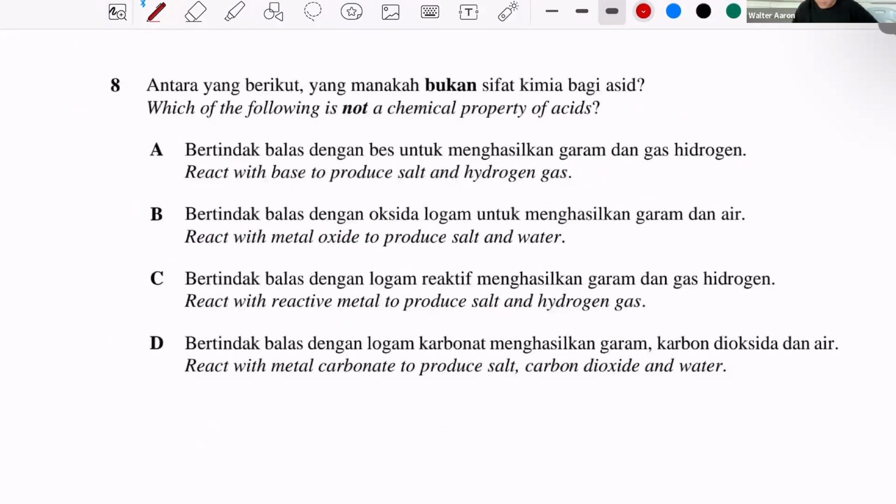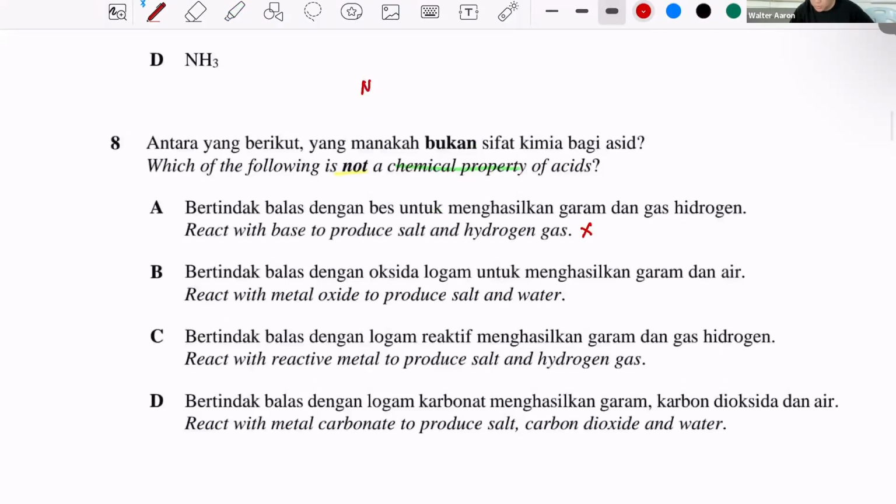Which of the following is not a chemical property of acid? Chemical properties refer to the type of chemical reactions that it can carry out. Okay, chemical properties usually means chemical reaction. So let's look at A. React with base to produce salt and hydrogen gas. This is actually salt and water actually. So this is actually wrong. So usually we say, for example, sodium hydroxide plus HCl, you'll get NaCl plus H2O. So NaCl is actually a salt and water is being produced at the same time.